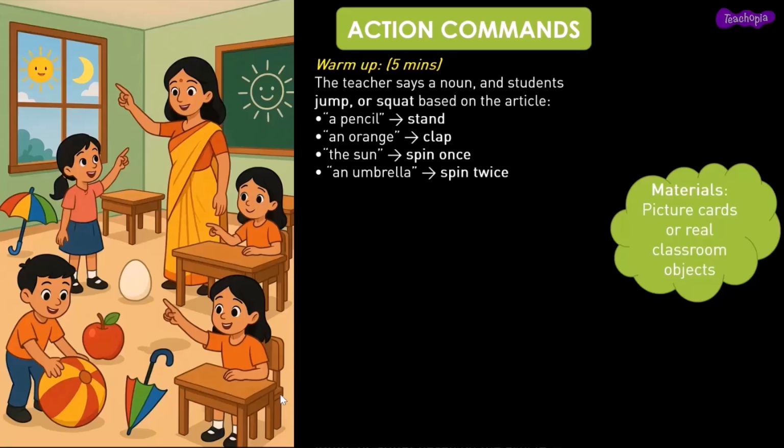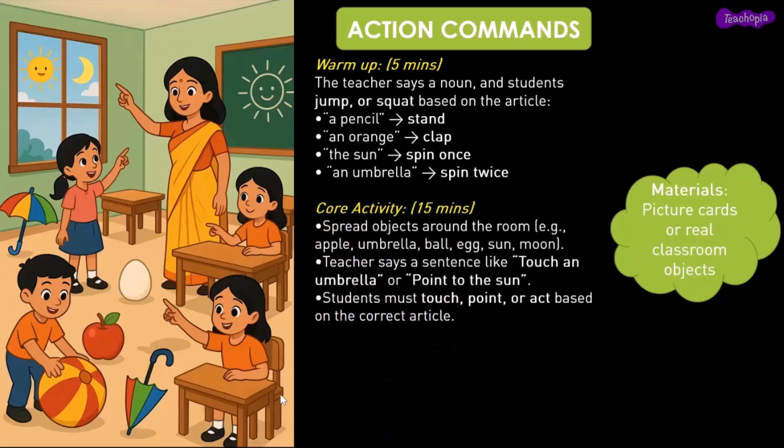For example, when the teacher says a pencil, students can stand. An orange, students can clap. The sun, students can spin. And an umbrella, they can spin twice. The materials required for this particular activity can be picture cards or real classroom objects.